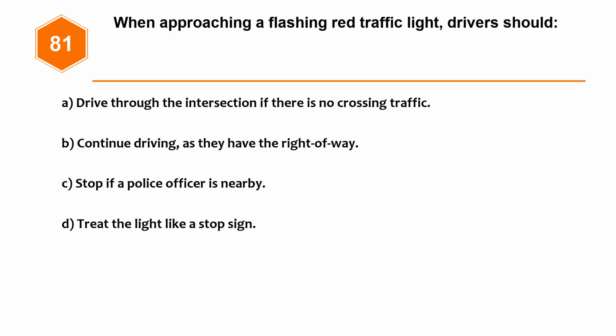Question 81. When approaching a flashing red traffic light, drivers should Option A, drive through the intersection if there is no crossing traffic. Option B, continue driving as they have the right of way. Option C, stop if a police officer is nearby. Option D, treat the light like a stop sign.